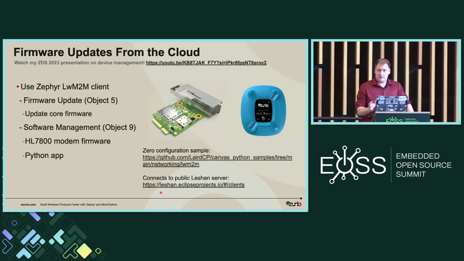So I'm not going to go into super deep detail on lightweight MDM, but we're using the Zephyr lightweight M2M client. We use Object 5 for a firmware update. This allows us to update the core firmware, which is important in case we add new features to the core. Then we use Object 9, the software management object, to update modem firmware in the case of our MG100. And also this gives us access to be able to update the Python apps themselves, which is what the user is going to be writing.